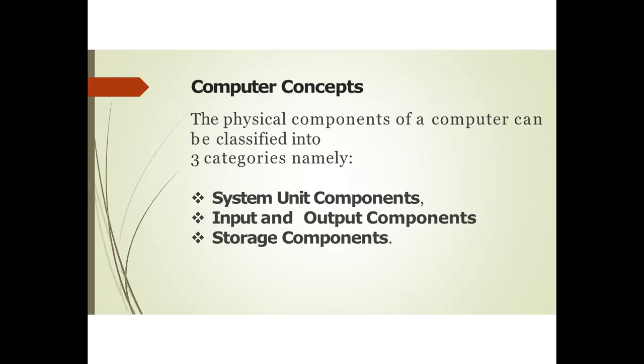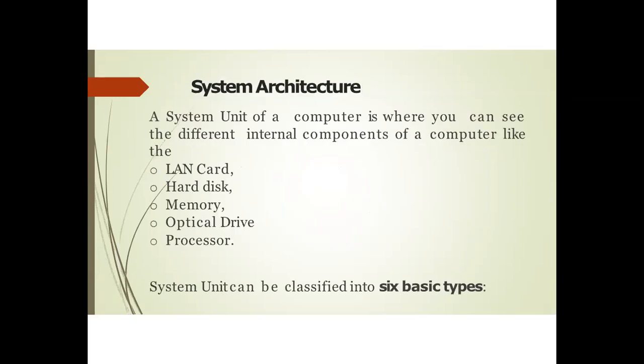So the physical components of a computer can be classified into three categories. Those are the system unit, the input and the output, and the storage components. So a system unit of a computer is where you can see the different internal components of a computer. So meaning nasa loob siya. We have the LAN card, for you to have your internet connection. So, dapat meron kang LAN card, the hard disk, the memory, optical drive, and the processor or the brain or the heart of the computer.